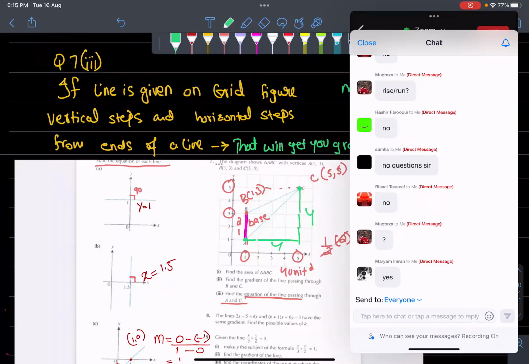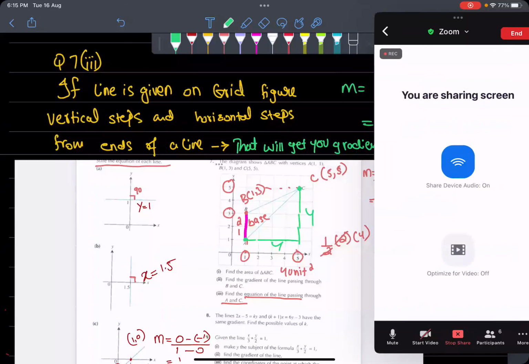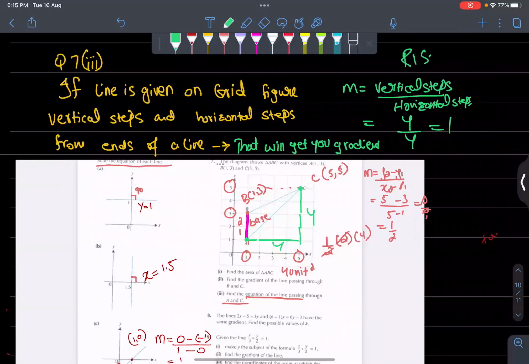Muqtada, yes, rise over run. Rise over run. Yes, you are right. This is rise over run. Rise divided by run.